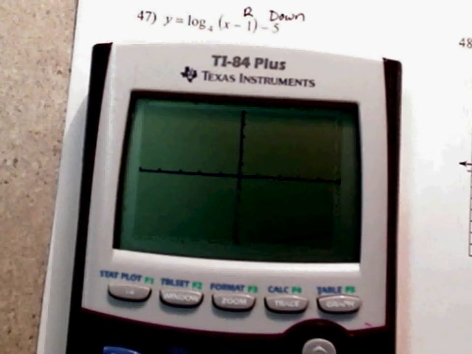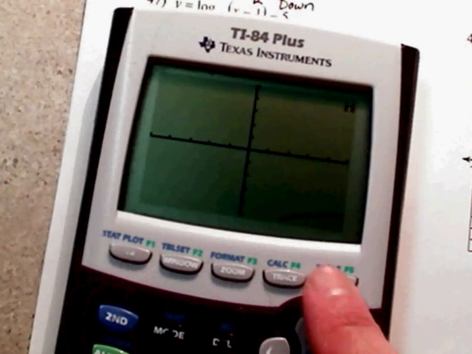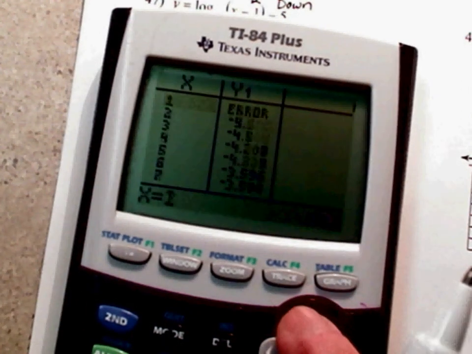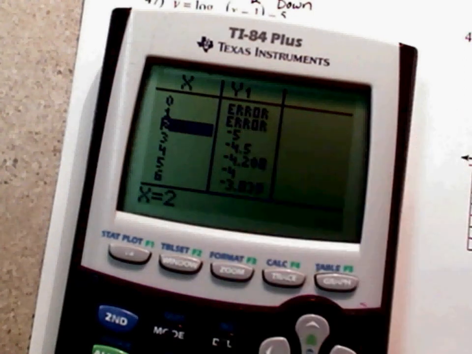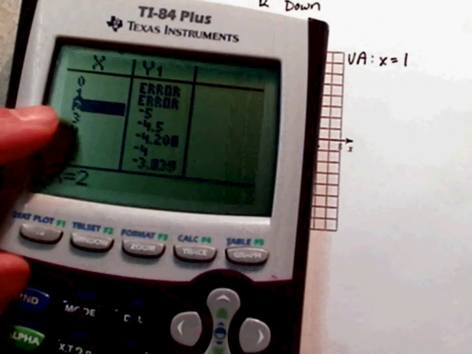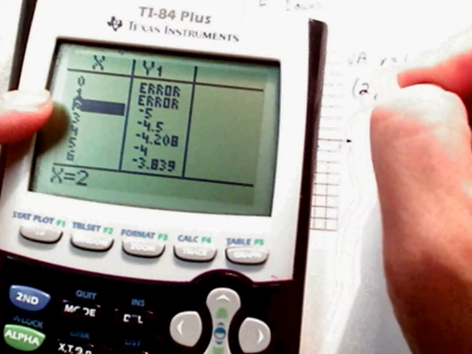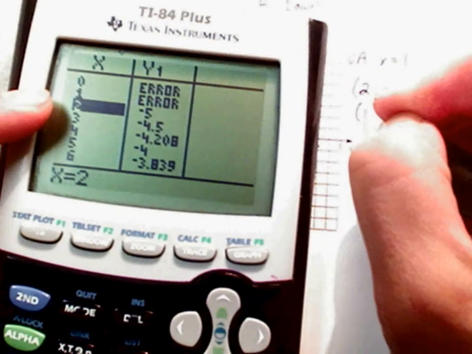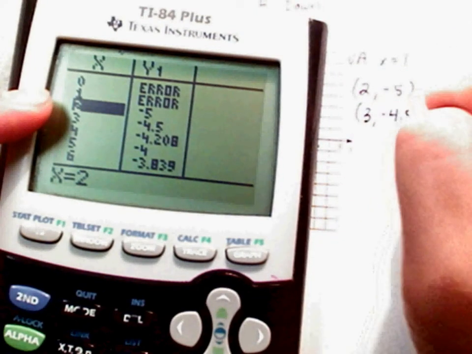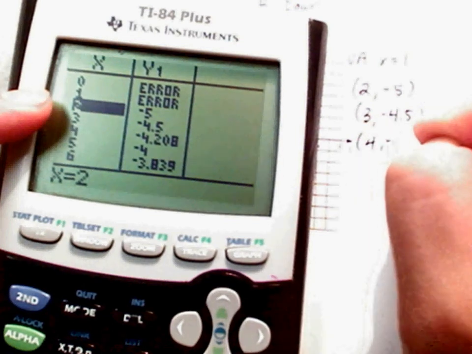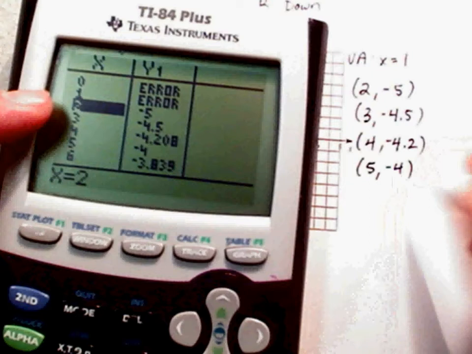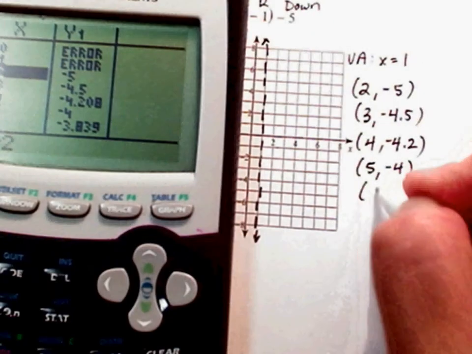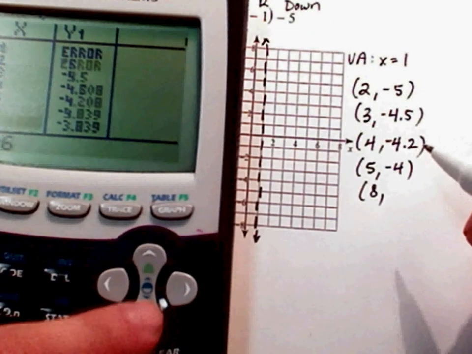Scroll until you see error. You see how that one is error? There's your asymptote right there. Write the next 5 points down. 2, -5. 3, -4.5. 4, -4.2. 5, -4. And my last one is an 8. That kind of just gives you a sense of the curve. So it's -3.6. Okay?